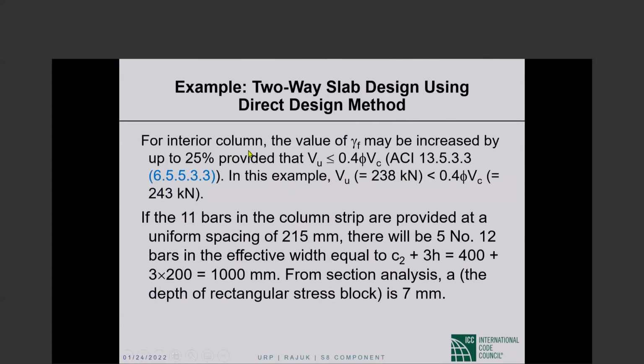Okay, so for an interior column, the value of gamma sub f may be increased by 25%. The 60% can be increased to 75%, provided the V sub u is less than 40% of phi times V sub c. This is very restrictive, and there is an additional requirement that I will show you. In this example, V sub u is 238, 40% of phi V sub c is 243. So we barely met it, barely, but we did.